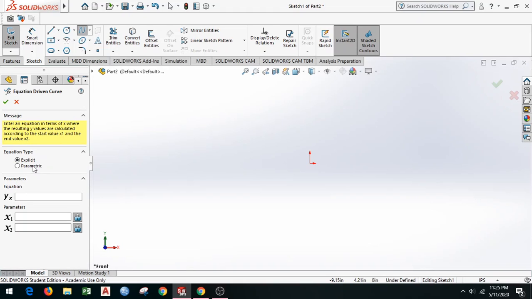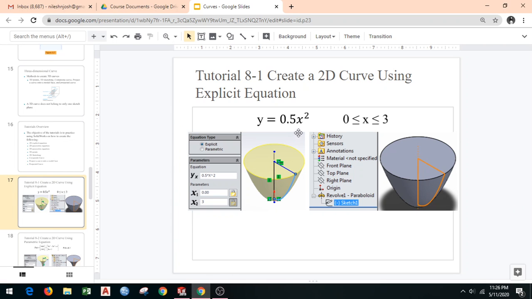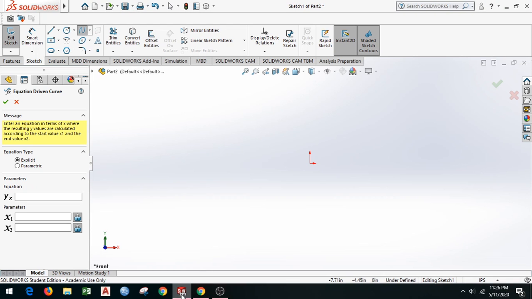There are two types of equations you can use. You can create curves using two different types of equations: explicit equations and parametric equations. Explicit equations, I'm not going to talk much about this. You can read it in the book or on the internet. Explicit equations are in terms of x and y, and parametric equations are in terms of some parameter such as t. But anyway, let's not spend too much time on that. Our goal is to put this explicit equation, which is in terms of y and x, in SolidWorks. So that's what we are going to do.